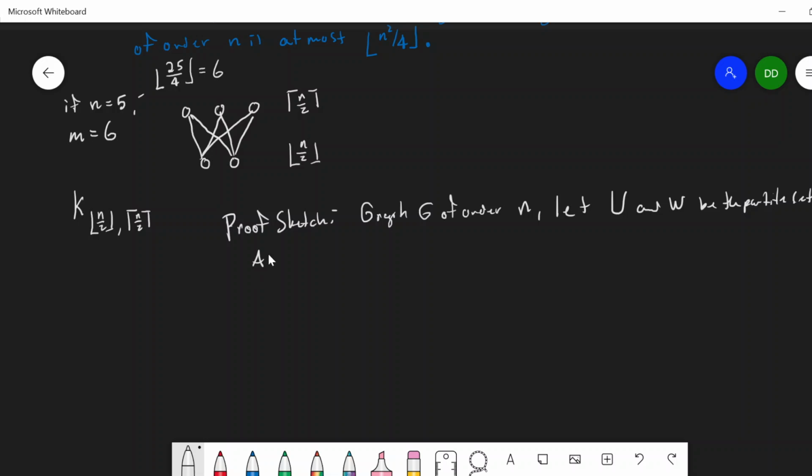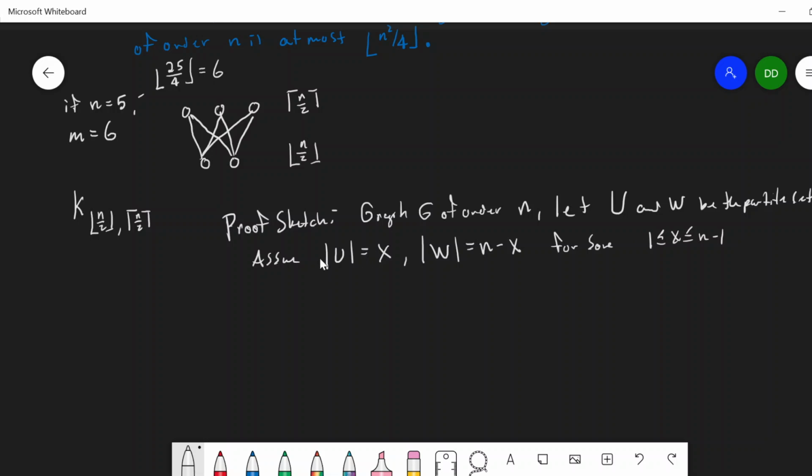So I'll assume there are x vertices in U. So I'll take some x number of vertices of G and put them in the partite set U. And then whatever is left over, I'll put that in W. So that would be n minus x vertices in W, for some x with 1 less than or equal to x less than or equal to n minus 1. You might wonder why we don't include 0 here for x.